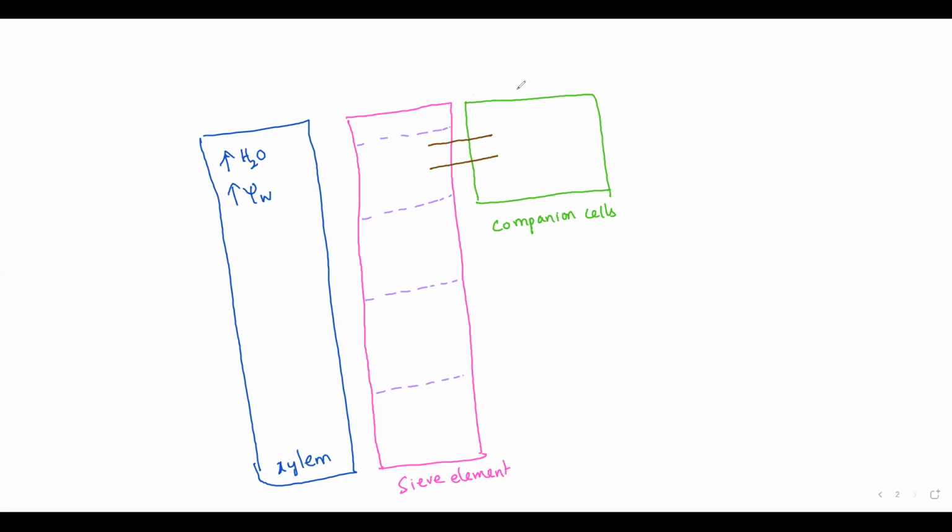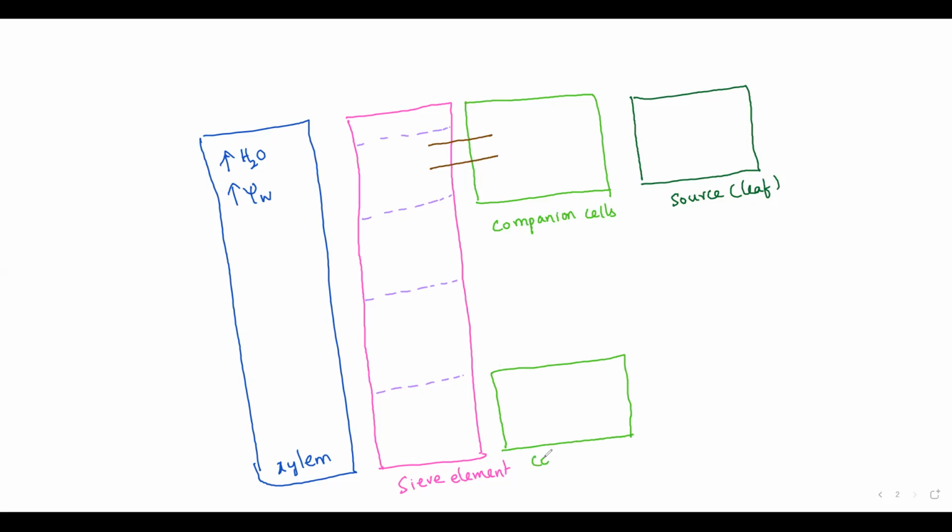Okay. And next, let me take your source, that is a leaf. This is going to be my source. We consider the leaf. Now here also in the sink side, we are going to have again the companion cell, because your sieve elements are associated with the companion cells here. The companion cells. And what I have is going to be a sink. So this is going to be your sink.